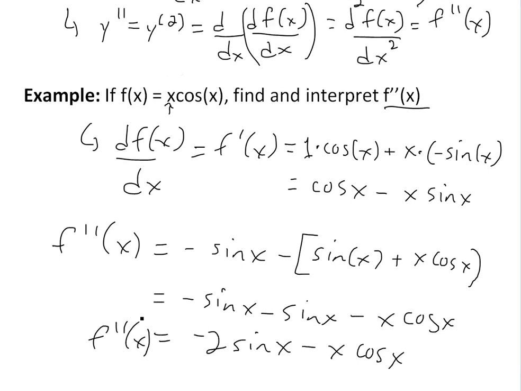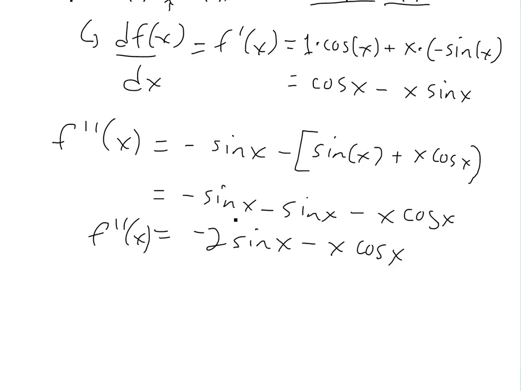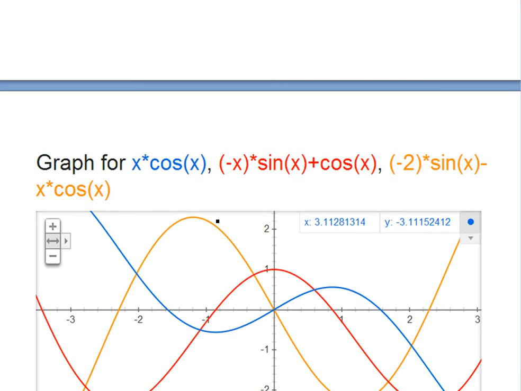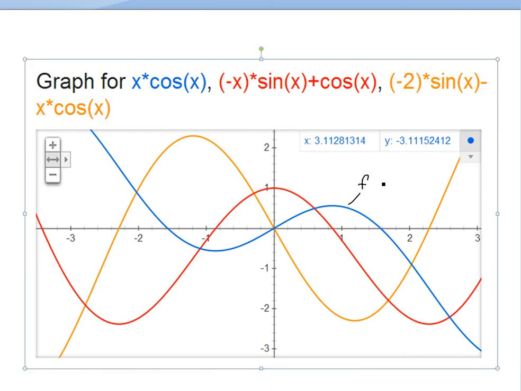So now the second part of the question says interpret this, and you can interpret it actually through graphing. I'm going to graph it with the Google Graphing Calculator. So already here I have graphed the 3 functions. The blue one is just f of x right here, the red is the derivative, f prime, and then the orange is the second derivative, f double prime.